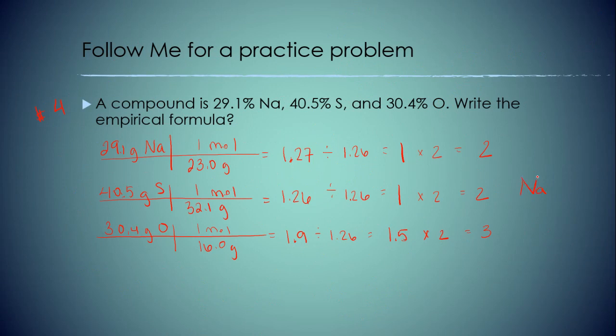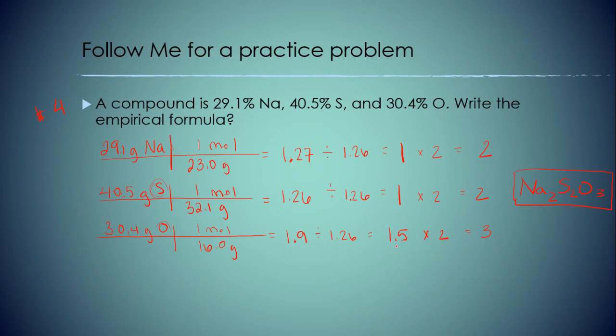So I will have Na. Na is right here. It goes with 2. So 2. S is the middle. It gets a 2. And this is an O. O gets the 3. So my empirical formula is Na2S2O3.